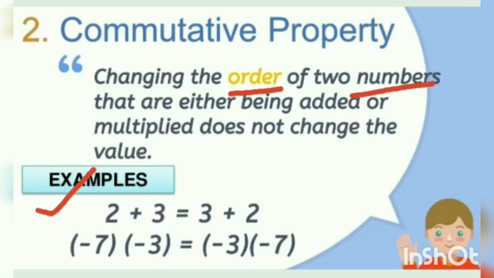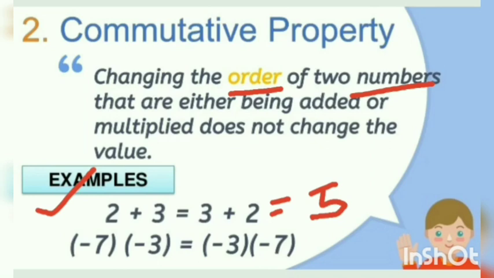So here, 2 plus 3 is what? 5, and 3 plus 2 is also 5. It means in both the conditions we will get the same result. It means addition is also following the commutative property.